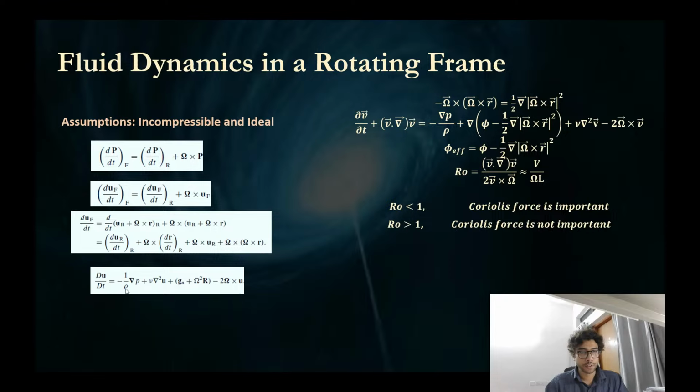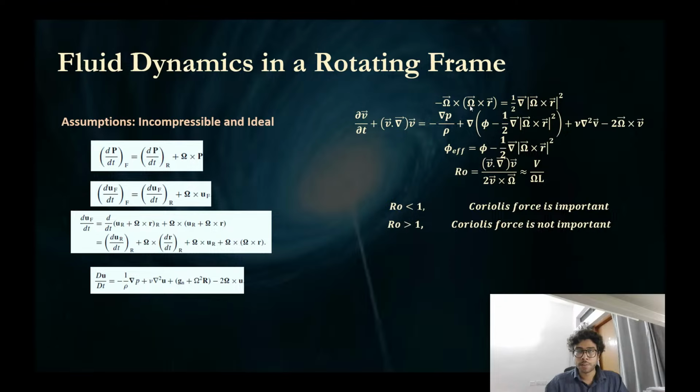Okay. So if you remember, du/dt equals minus del p by rho plus nu del square u plus g. Up to this term, it was what we studied earlier. But this omega square r is the extra term that we are getting because of this term, omega cross r. And this twice omega cross u is, as I said, because of the Coriolis force. Okay. So these are the two extra terms that we got in our Euler equation, right?